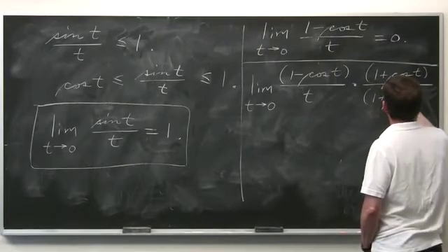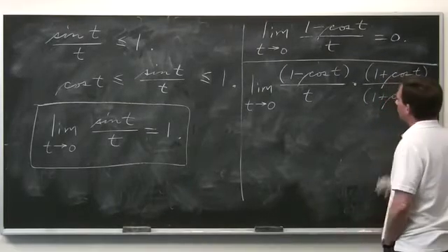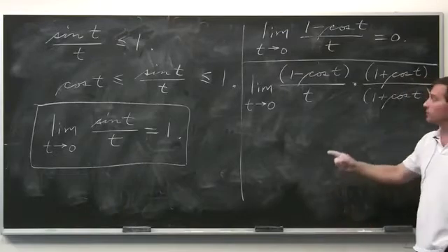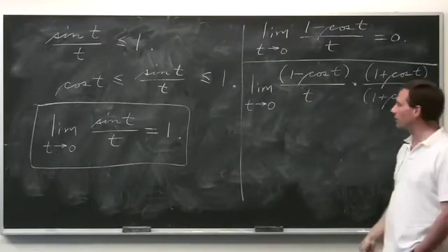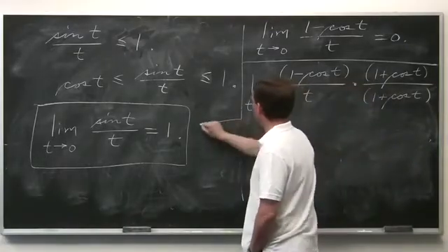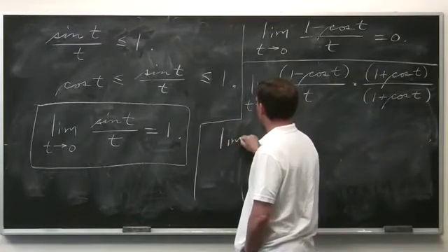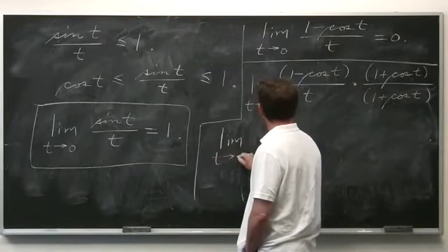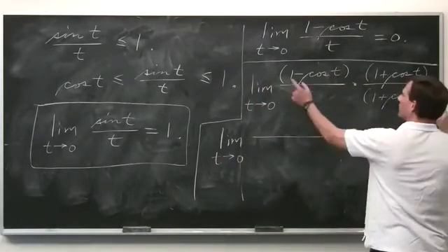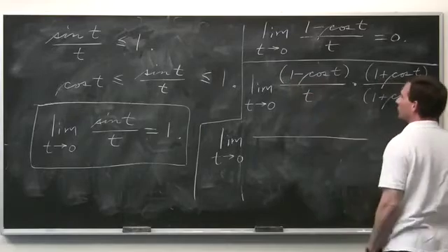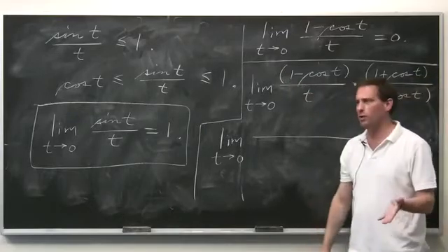What's so clever about that? Well, what's so clever about that is you can use the difference of squares. Here's 1 minus the cosine of t times 1 plus the cosine of t. That, as you should have seen by factoring the difference of squares this way, is the same as 1 squared minus cosine squared. So it's 1 minus cosine squared.